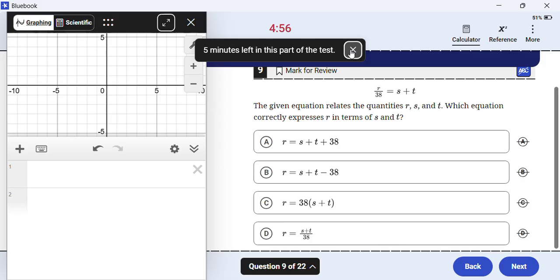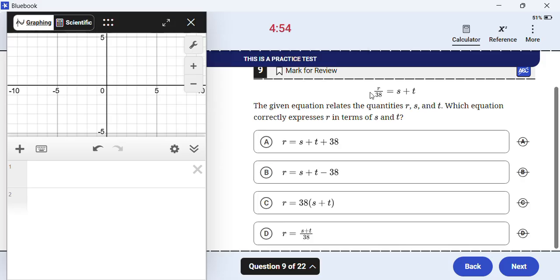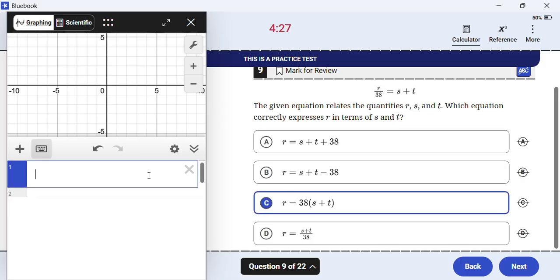Don't just ignore the timer on my computer, because obviously I'm taking longer to do these problems than I normally would. If we wanted to solve this for R, we would multiply both sides by 38. R is currently being divided by 38. To get R by itself, we have to undo that division, which means we have to multiply. So we multiply both sides by 38, and that gives us 38 times the other side, S plus T. Because what you do to one side, you do to both.